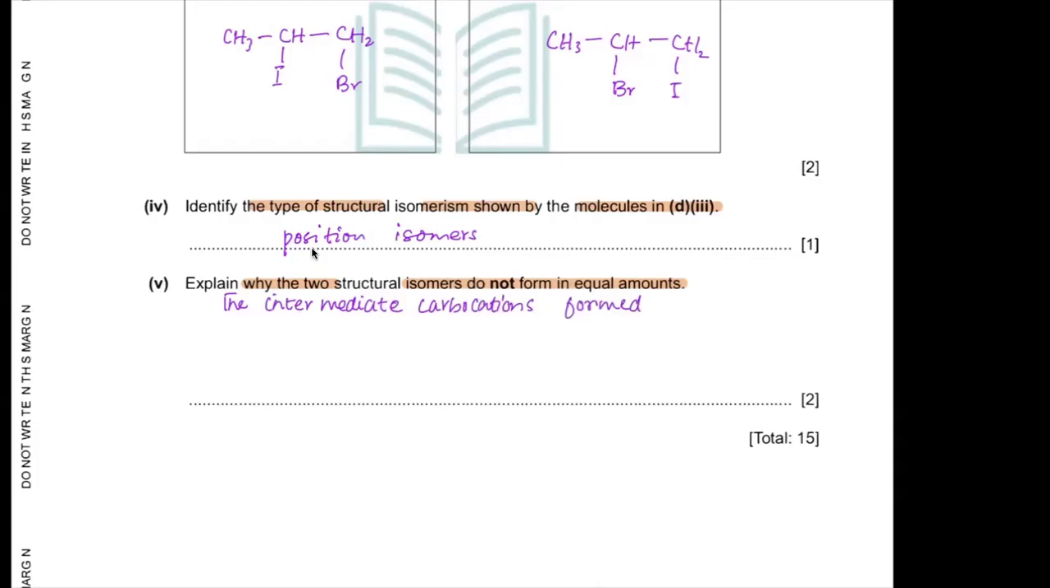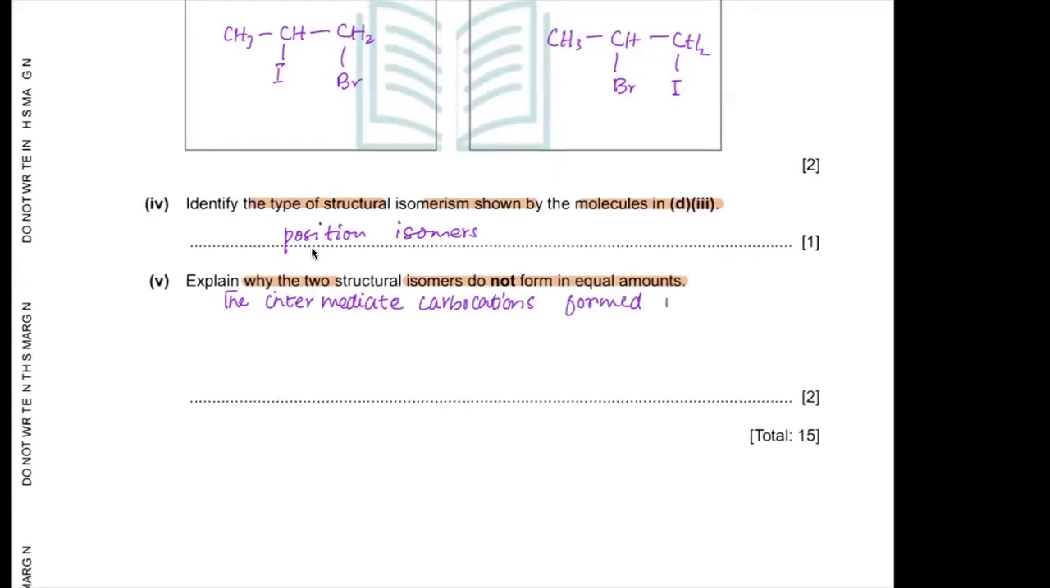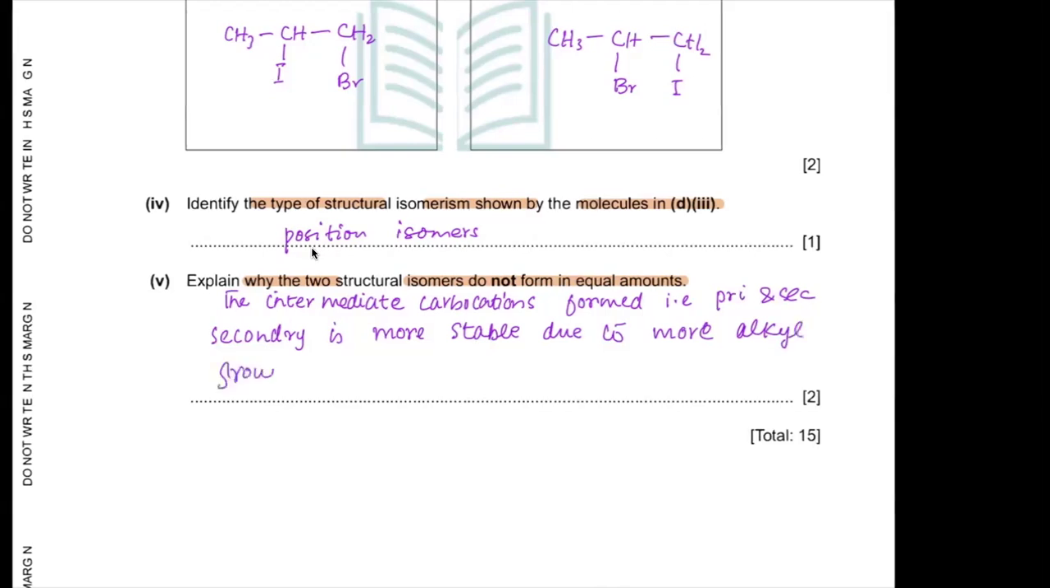So there are intermediate carbocations formed. One is primary and the other is secondary. The secondary one is more stable due to more alkyl groups causing a positive inductive effect.